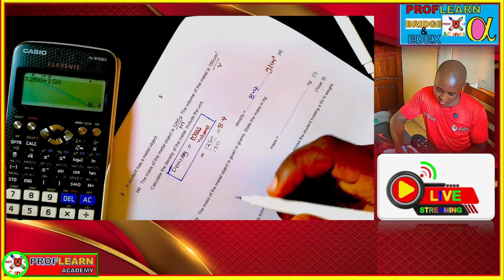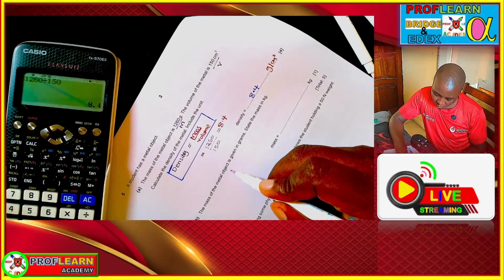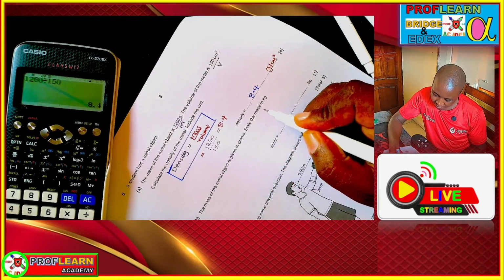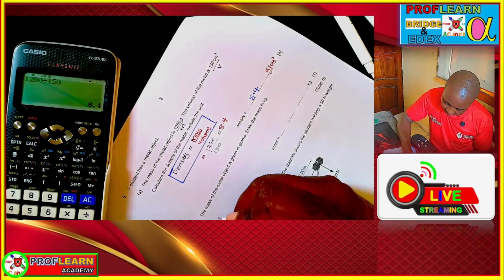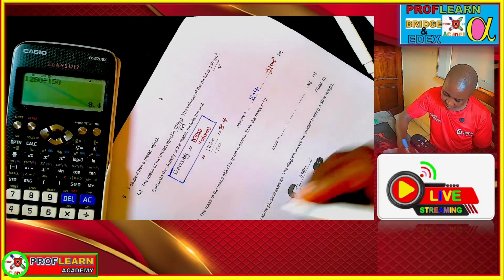All right, so the mass of the metal object is given in grams. State the mass in kilograms. So the metal we are talking about is this, and already I've mentioned in the previous section.